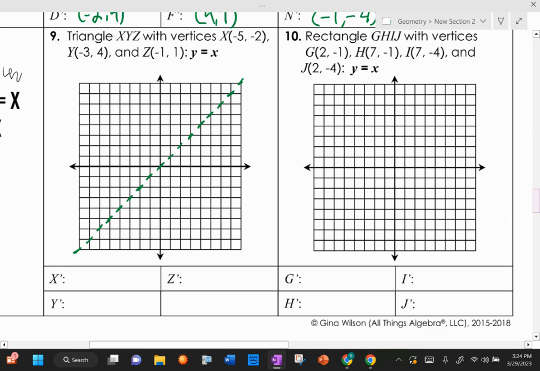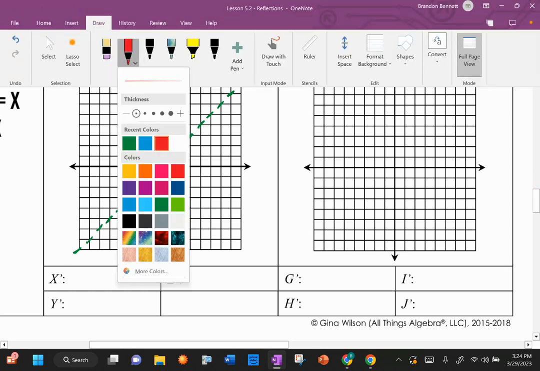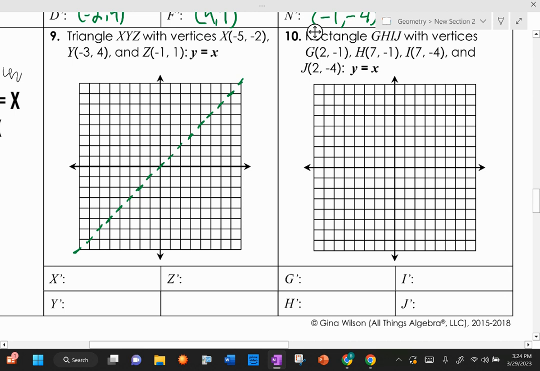Okay, please get your original shape on there. We have a triangle XYZ with vertices (-5, -2), (-3, 4), (-1, 1).